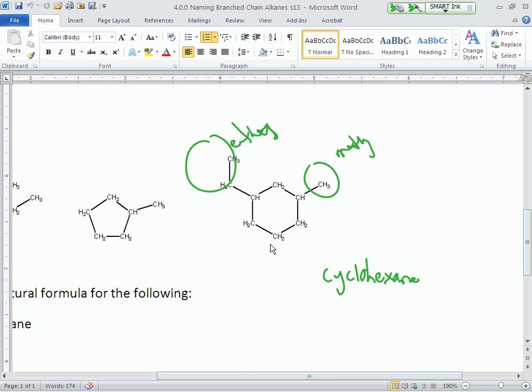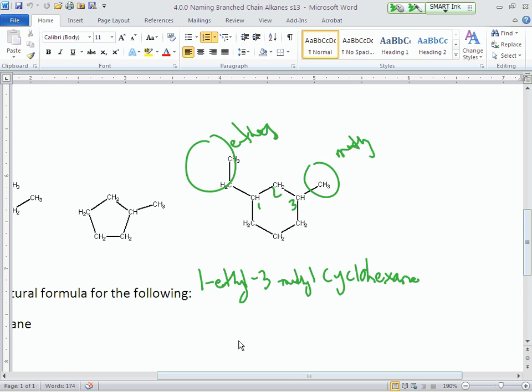One of the branches always gets number 1. Again, we're to the point where it's like, which one gets number 1? And whenever you have that question mark, what do we default to? Alphabetical. So who gets the 1? Yeah, 1 ethyl, and what are we at then? 1, 2, 3. Clockwise, counterclockwise, meaningless. Because you can flip these things around. It's whatever gives the smallest numbers. 3 methyl cyclohexane.